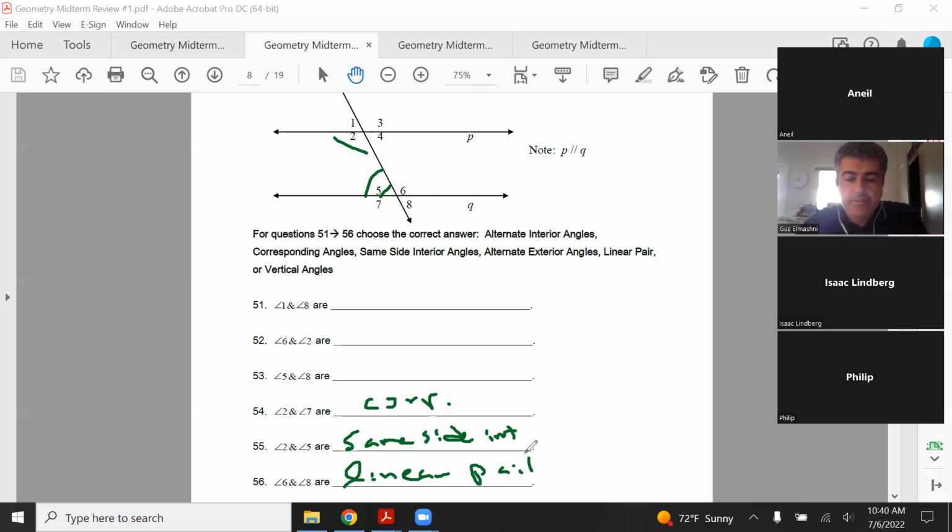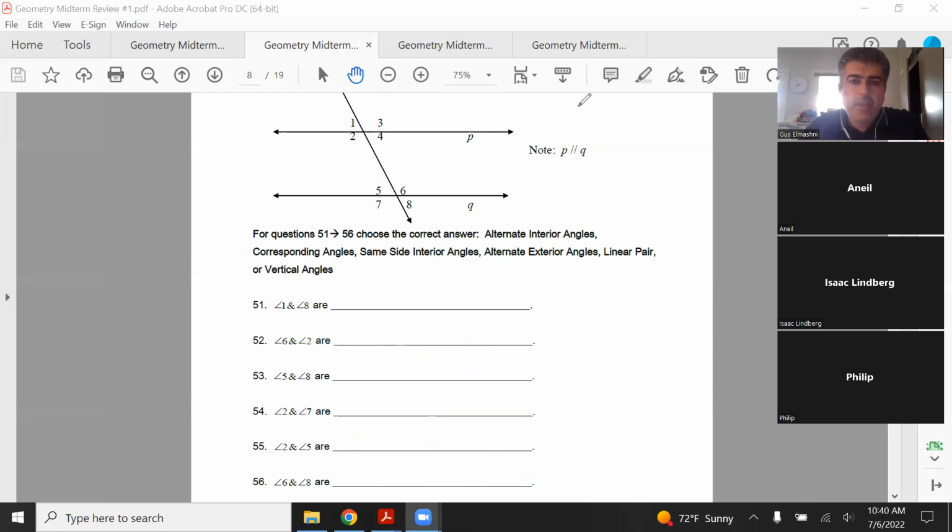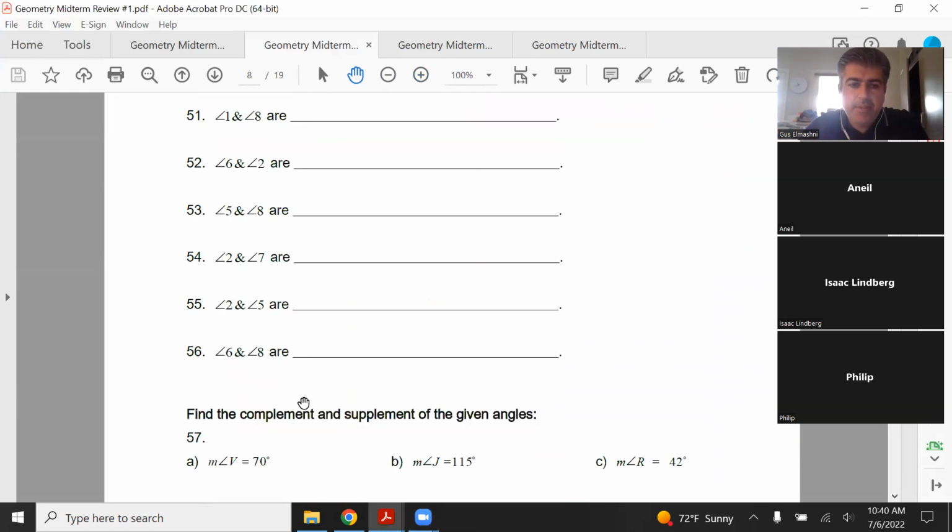Question, Neil, go ahead. What was the one for 53? I'm gonna write them again. 1 and 8 are alternate exterior, and 5 and 2 is alternate interior, and then 5 and 8 were vertical. Okay. Let's keep moving.